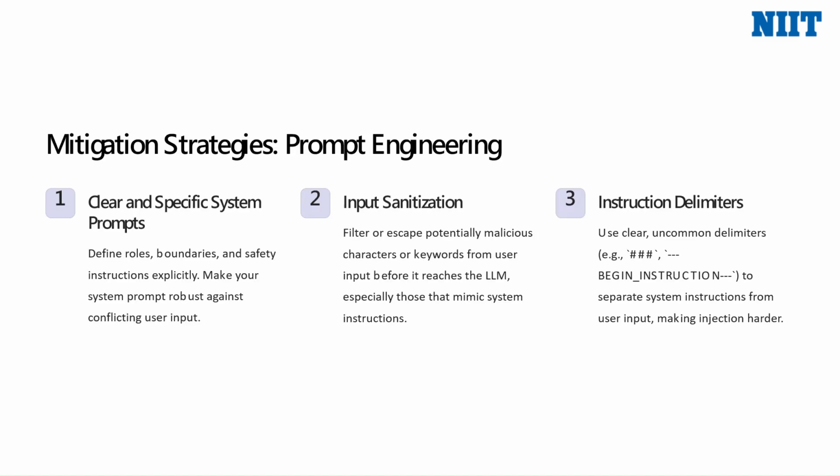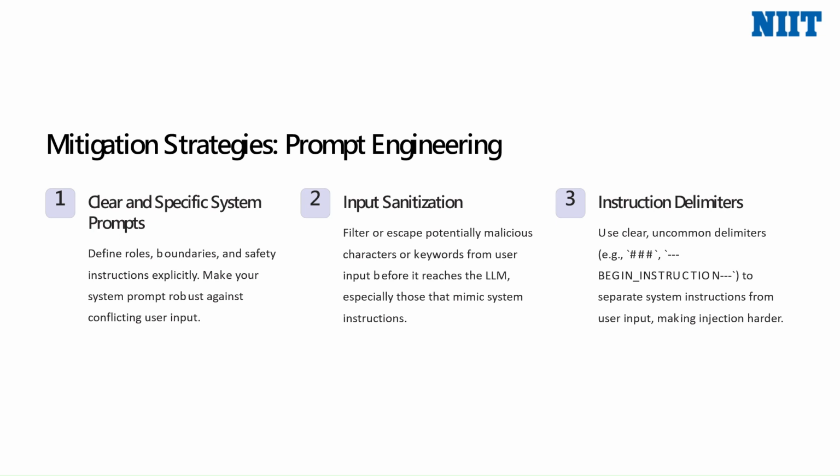Mitigation strategies for prompt injection: prompt engineering, which means clear and specific system prompts. Define roles, boundaries, and safety instructions explicitly, and make your system prompts robust against conflicting user input. Keep on reviewing your system prompts and your LLMs every time it's possible.